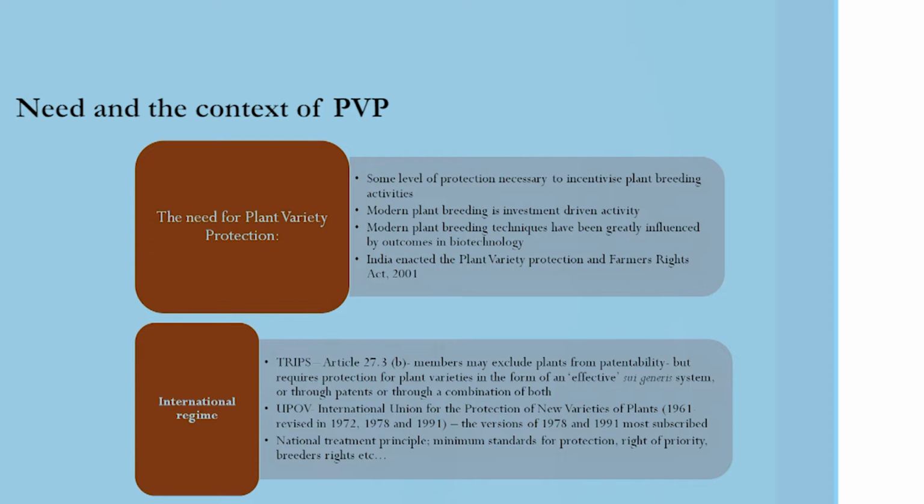It is also important to understand in the context of international protection that Article 27.3(b) of the TRIPS agreement does not require countries to comply with the UPOV convention, that is the International Union for the Protection of New Varieties of Plants, either the 1978 or the revised version of 1991. Both versions could be subscribed to by India, but in case of 1978 the subscription is closed and it is open for India to subscribe to the 1991 version. The 1991 version looks into the principle of national treatment, minimum standards of protection, right to priority and breeders' rights, etc.